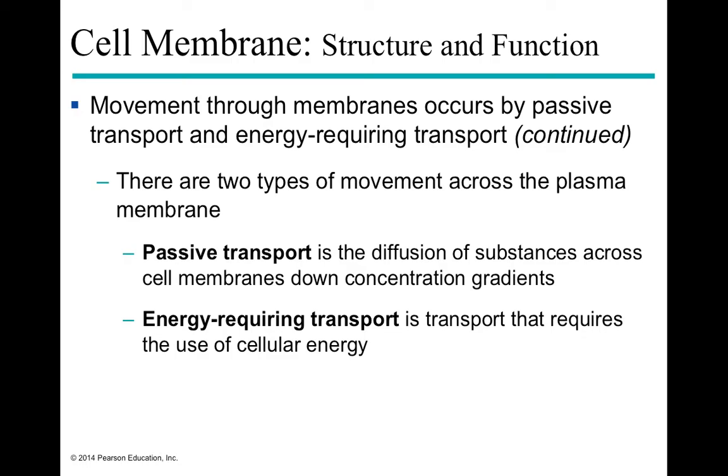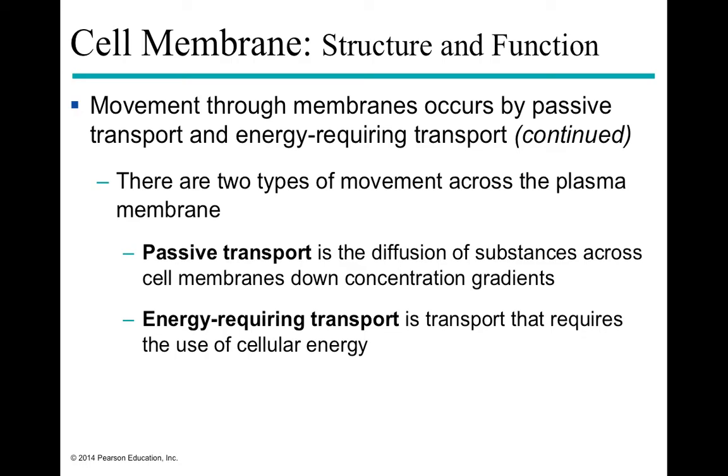So some things are going to go with the concentration gradient. That means that there's a larger amount on the outside of the cell than the inside of the cell, and we want to bring it in. Or there's a larger amount on the inside of the cell than the outside of the cell, and we want to send it out. Right? If we're going from high to low in the same direction, then we can just open up a floodgate and allow it to leave, right? That's passive transport.